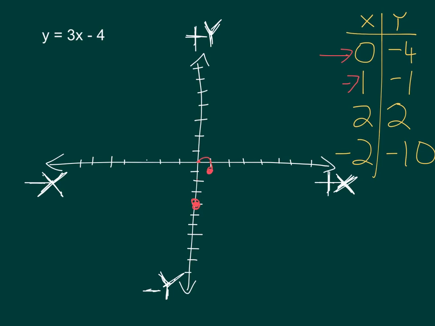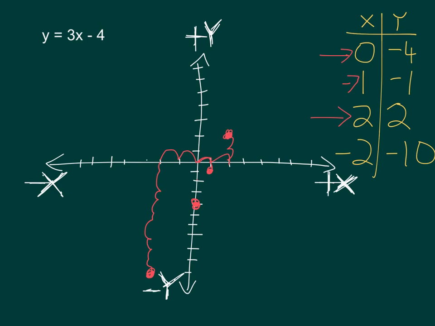My second point, I'm going to go over 1 and down 1, so there's my second point right there. My third point, I'm going to go over 2 and then up 2, so there's my third point. And my last point there is negative 2, so I got to go left 2 towards the negative x, and then down 10. 1, 2, 3, 4, 5, 6, 7, 8, 9, 10.